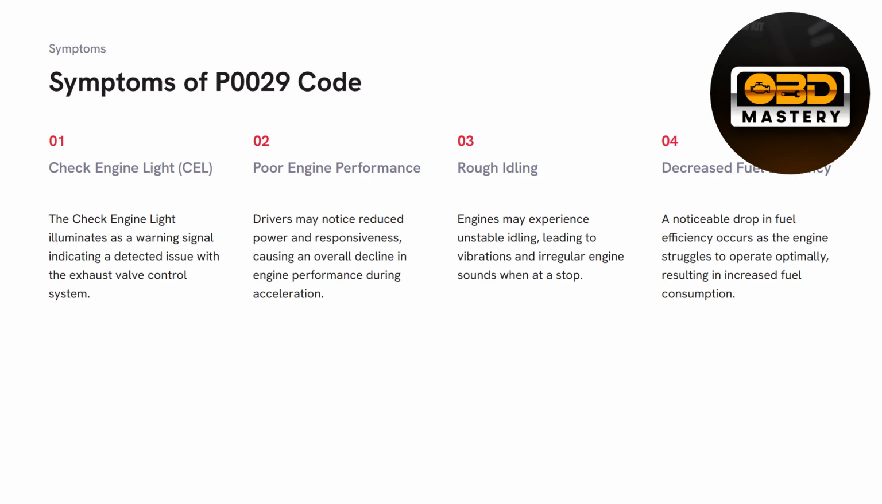Now, the symptoms of P0029 code. Number one, you're going to have an illumination of a check engine light on your car, so it is going to be warning you with a signal on your cluster, and basically you'll be able to actually see that in real time. Number two is just going to be poor engine performance. So drivers may notice reduced power or responsiveness, an overall decline in the engine's performance during this code. And in general, when you're accelerating the pedal, you're not going to get the power that you once had.